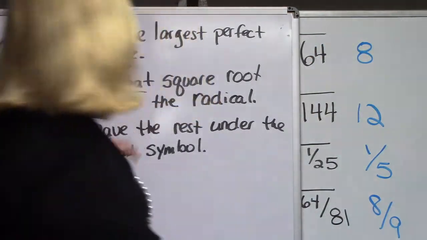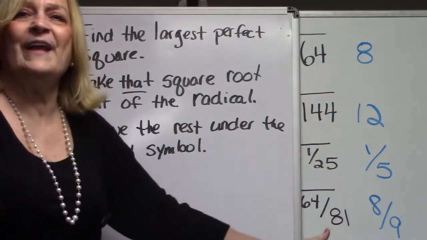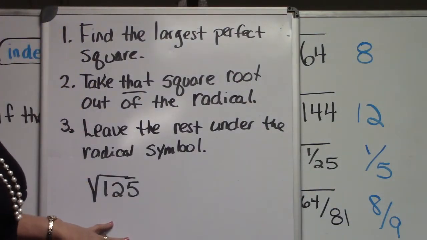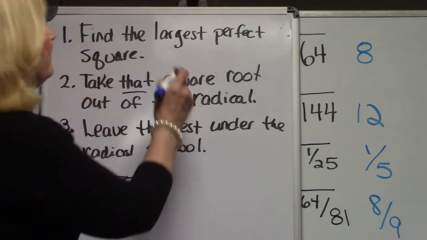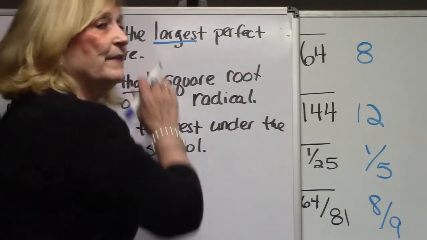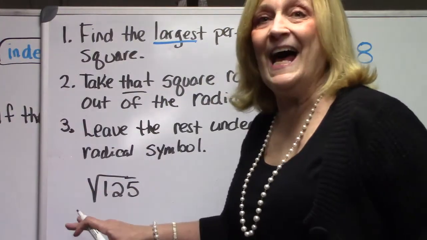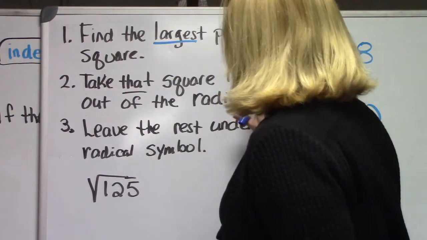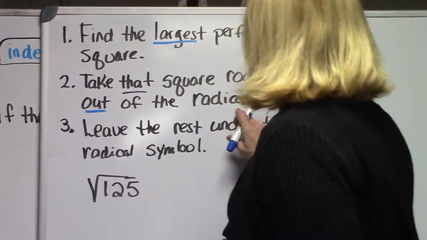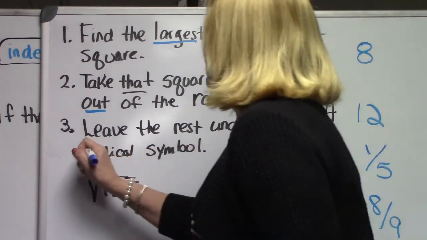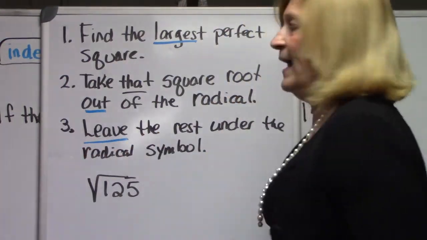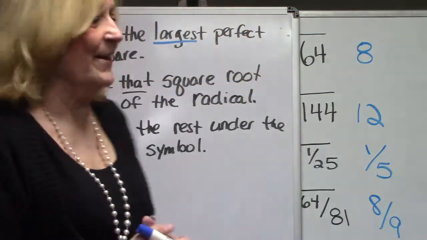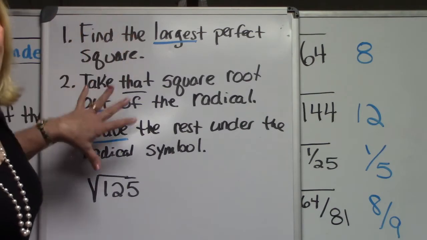Now, those are nice when they work out nice and smooth and easy. But what happens when they don't? You're going to find the largest perfect square that you can find inside the radical. You're going to take that square root out of the radical, and then you leave the rest under the radical symbol. Again, if you don't get this, it's going to be in your Google Slides, so don't sweat it if you weren't able to copy this all down yet.